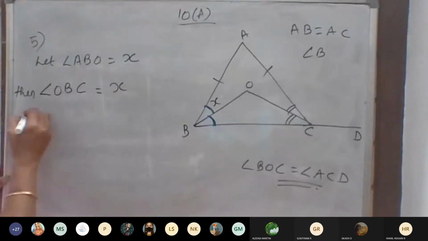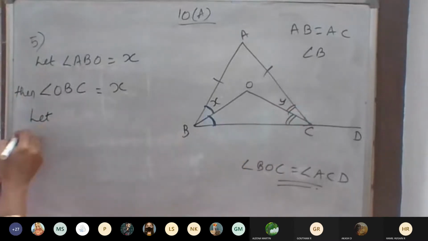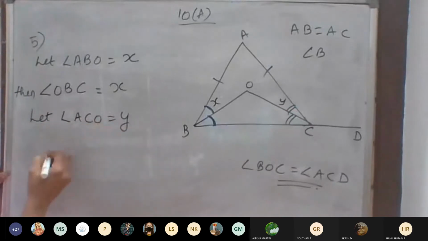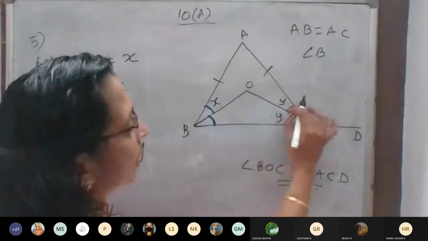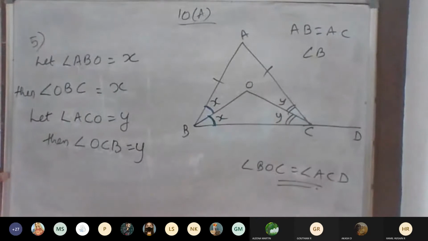Same way, let angle ACO be equal to y. Then angle OCB will be what? y. OCB also will be y. These two angles are equal, then these two angles are equal. Write down up to this.